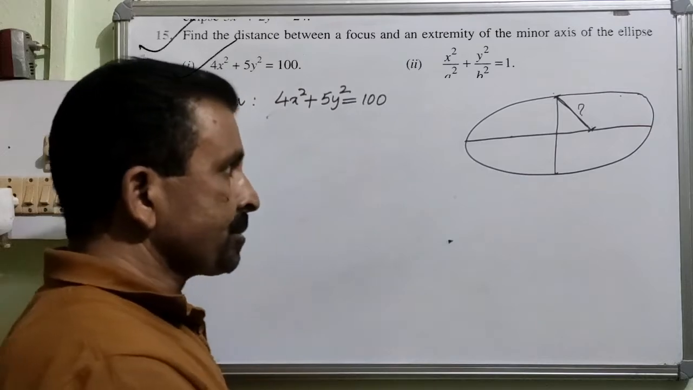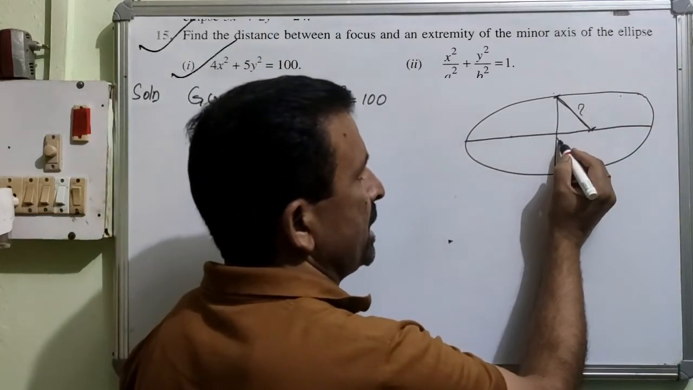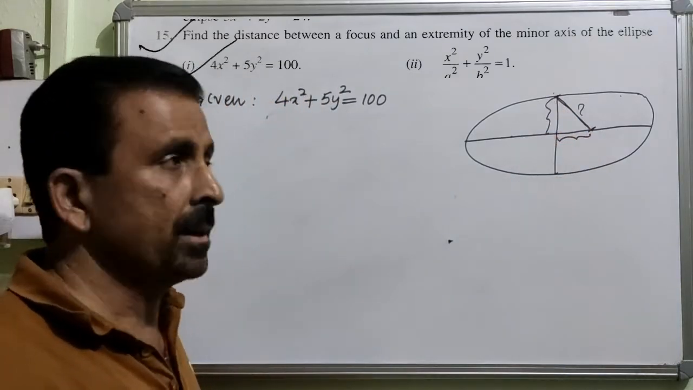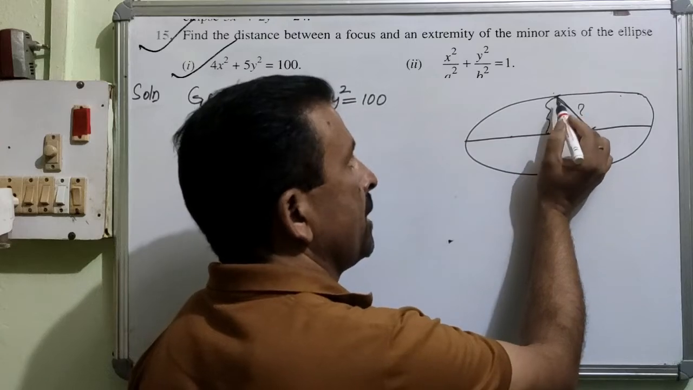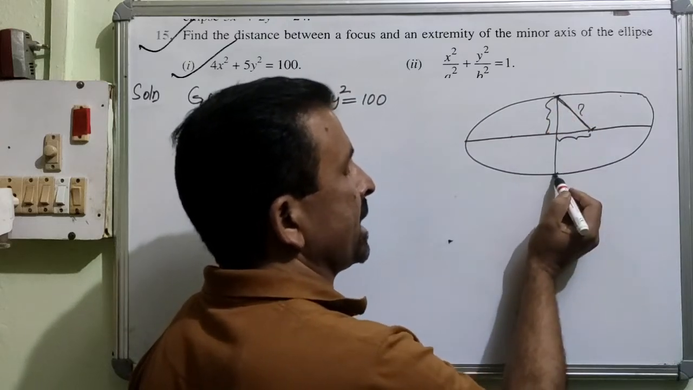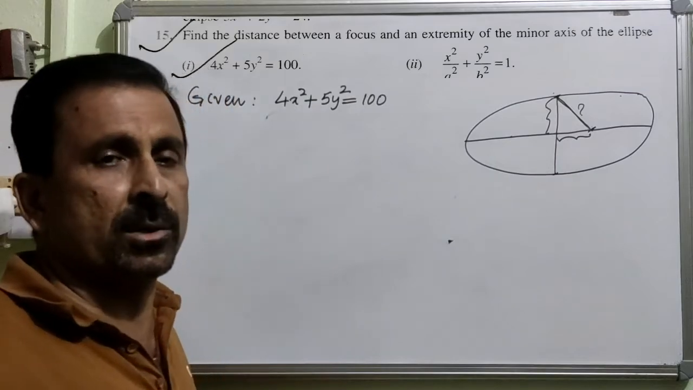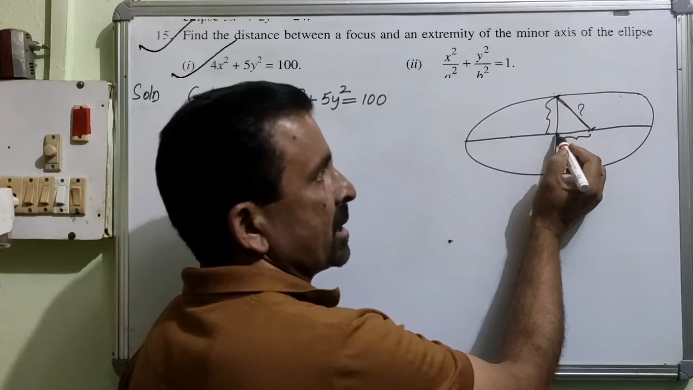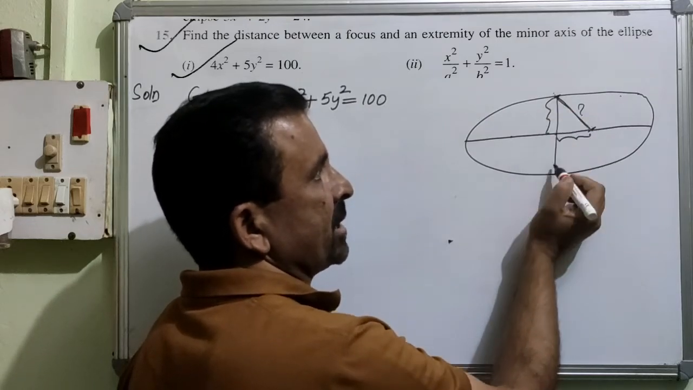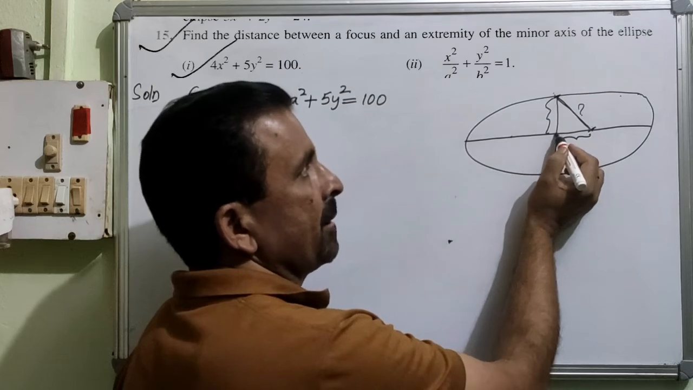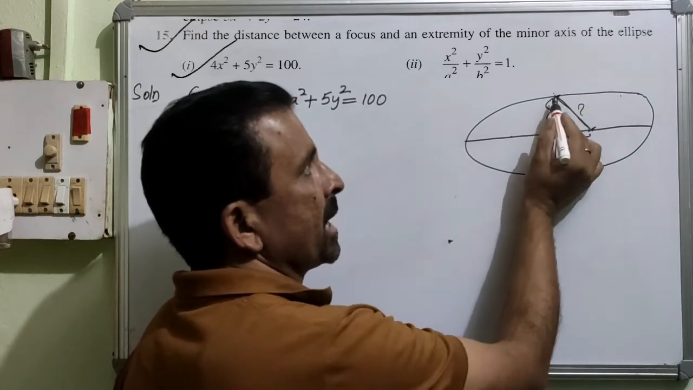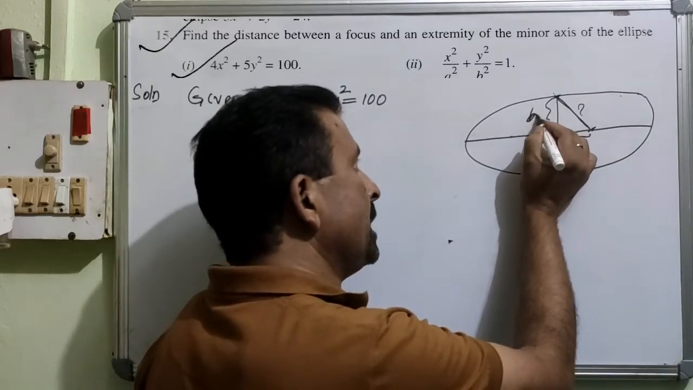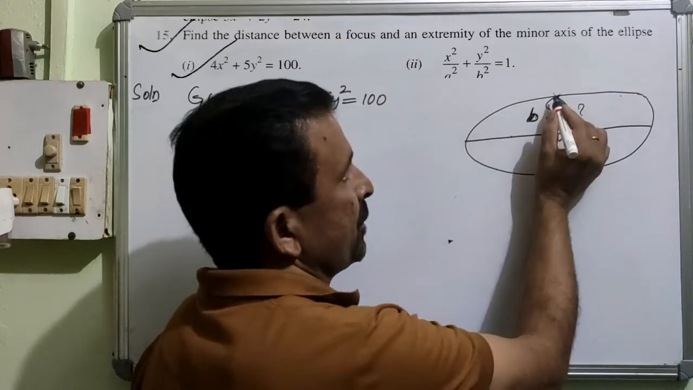Now, to find this distance, we need to have the length of this one and also the length of this one, isn't it? Now, what is this length? The total distance between this end and this end is called the minor axis, which is denoted by 2b. And you know that these two extreme points are at equal distance from the center. That means if this total length is 2b, this length will be half of that, and therefore this length will be equal to b. This is b.